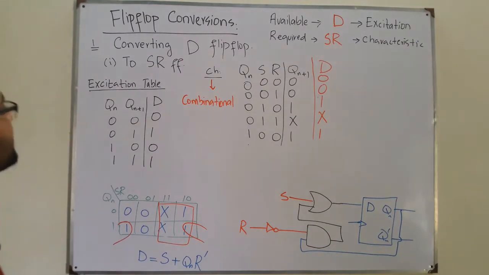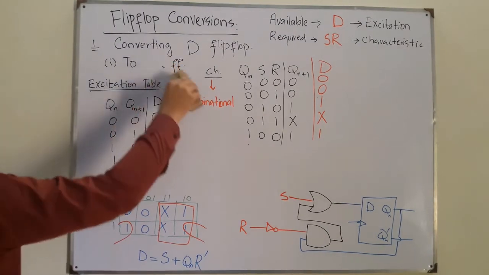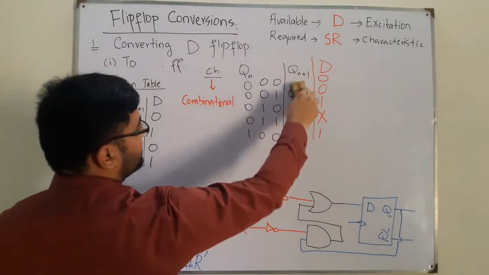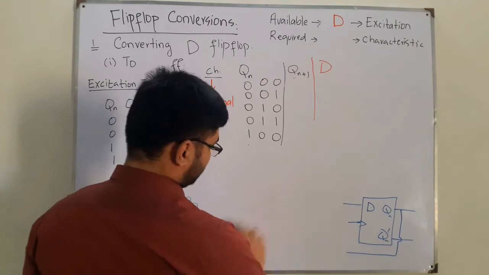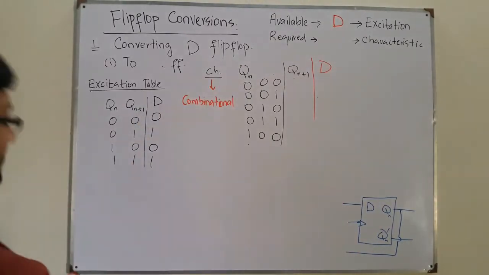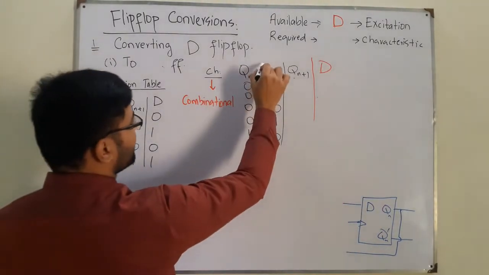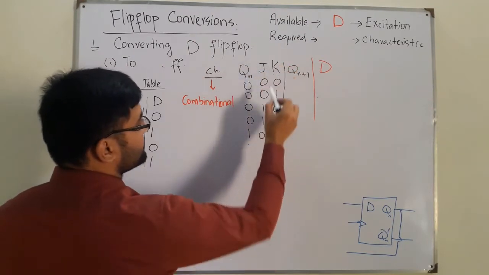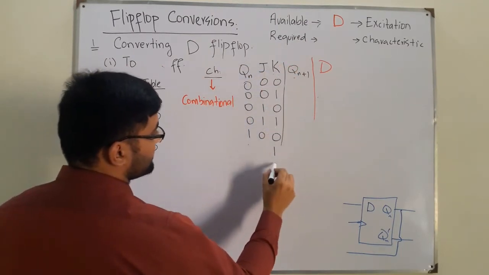The next in order is converting the D flip-flop to a JK flip-flop. You have a J. Now the characteristic table will be for JK. So 1, 2, 3, 4, 5, 6, 7, and 8.